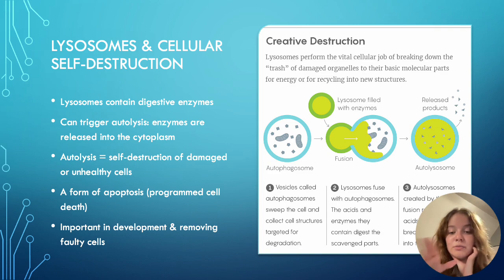Lastly, this is what I found interesting from the book. This is about lysosomes and cellular self-destruction. So lysosomes can do more than just recycle cell parts. In damaged cells or in healthy cells, they can release their enzymes into the cytoplasm, and this can destroy the cell. This process is called autolysis, it's a type of apoptosis. It's a natural and sometimes necessary process in development for removing any faulty cells.